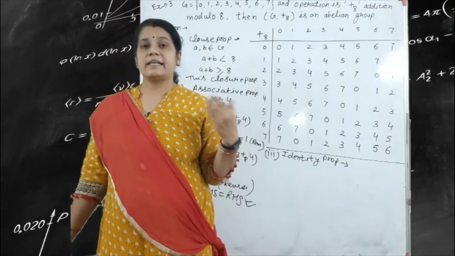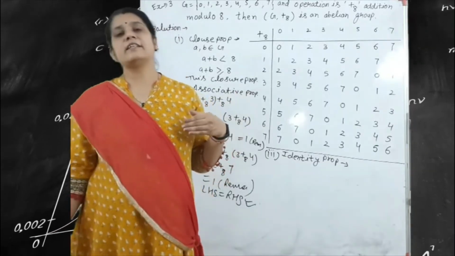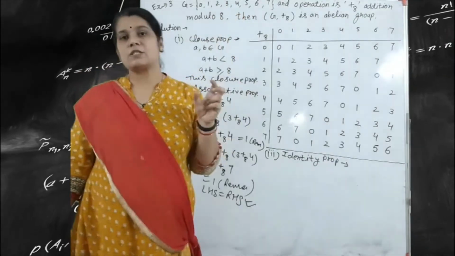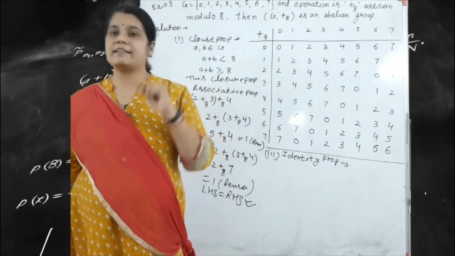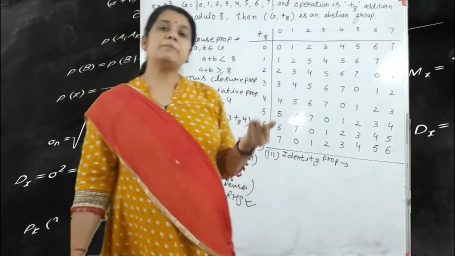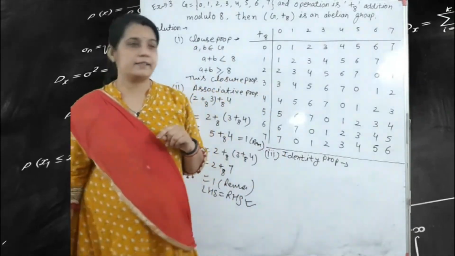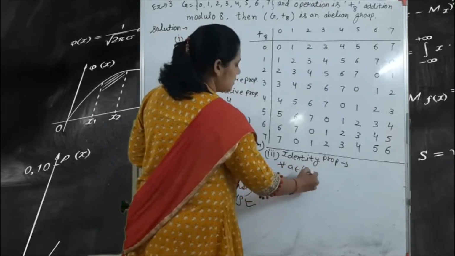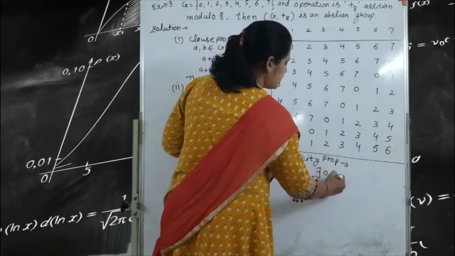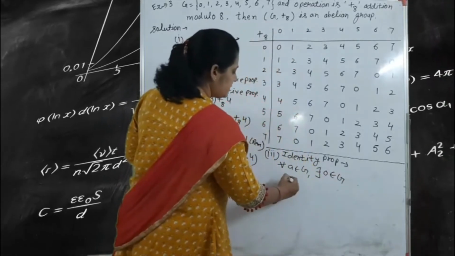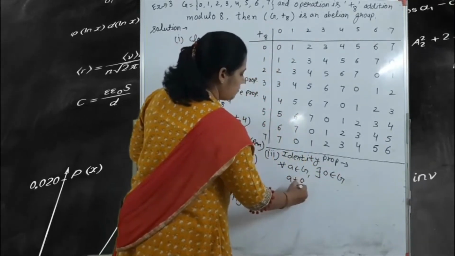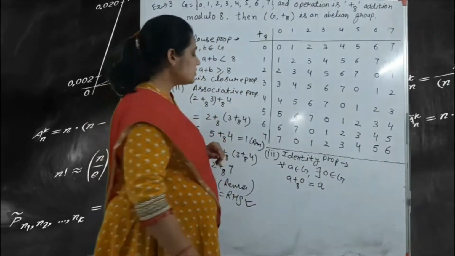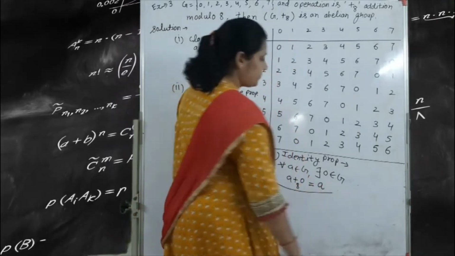So here, existence of identity. We have already seen in the first and the second lecture that with the plus operator, 0 is the identity element, and with the multiplication operator, 1 is the identity element. So here we write for all A belongs to G, there exists 0 belongs to G. That means A plus modulo 8 0 is equal to what? We get A. Okay, so this is the identity property.